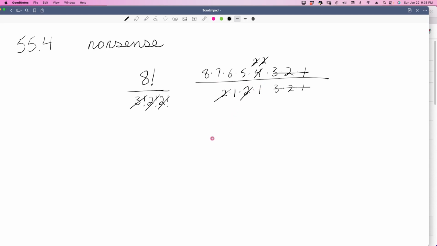So now all I have left is 8 times 7 times 6 times 5. That's all over 1, because I have 1 and 1. So that's a whole number. So 8 times 7 times 6 times 5 is equal to 1,680. That's how many distinguishable permutations that we have in the word nonsense. So this is kind of fun. Let's do one last one, and then we will be done with lesson 55. How about that? That wasn't so hard.